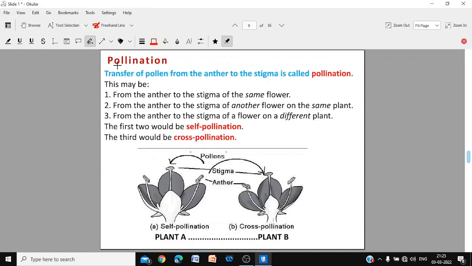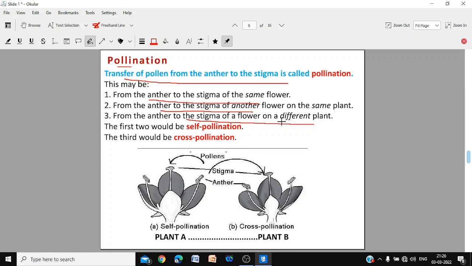Now, next is pollination. Transfer of pollen from the anther to the stigma is called pollination. Now, this may be from the anther to the stigma of the same flower, from the anther to the stigma of another flower, but on the same plant, from the anther to the stigma of a flower on a different plant. The flower could be same, the flower could be different, but the plant could be same, and the plants could be different.